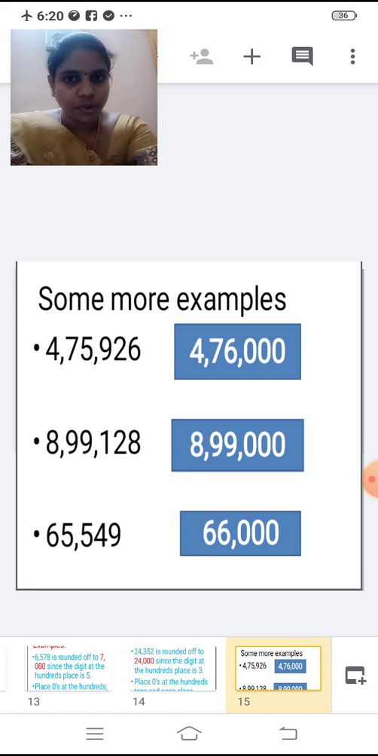4,75,926. Now round off this number to the nearest thousand. Now you have to tell me the answer. See the digit at the hundreds place. What digit we are having at the hundreds place? 9, right? So, if it is 5 or greater than 5, what we have to do? Place zeros in the ones, tens and hundreds place. So, 0, 0, 0. 9 is greater than 5, right?